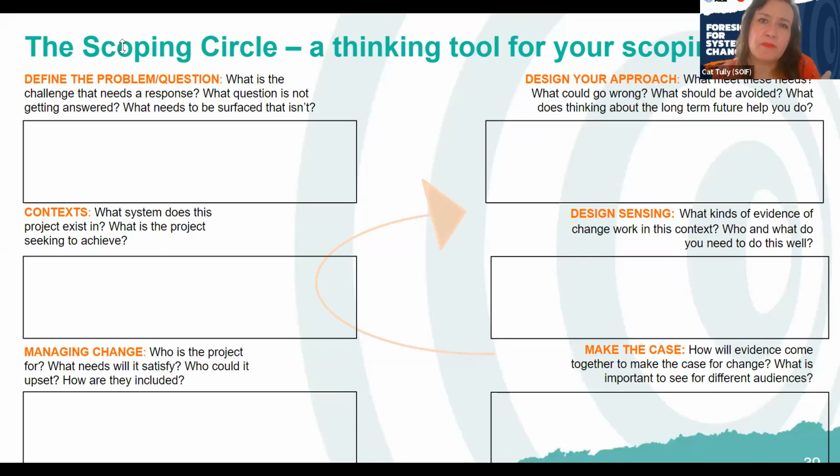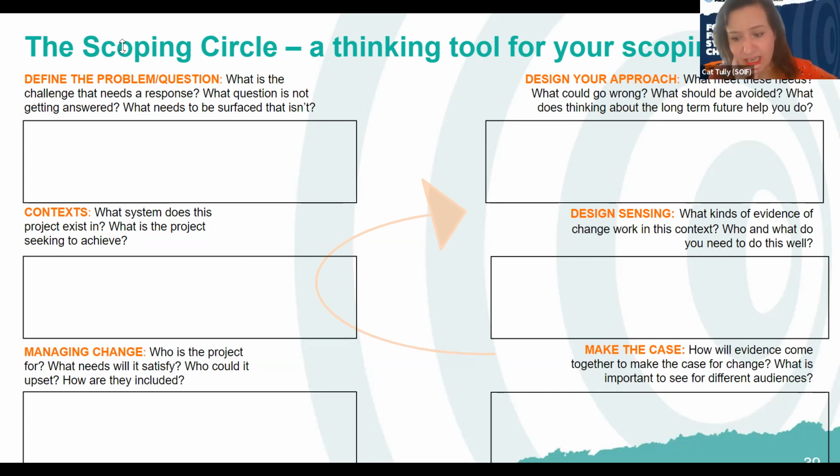Why are people applying a futures approach to this? What is it about the dynamics over the future that you might want to understand? And what are the different types of tools that you might start to apply to get those insights? Then it's about design sensing. Who and what do you need to do this well and get the right insights? And what is the kind of evidence of change and data that you might need?